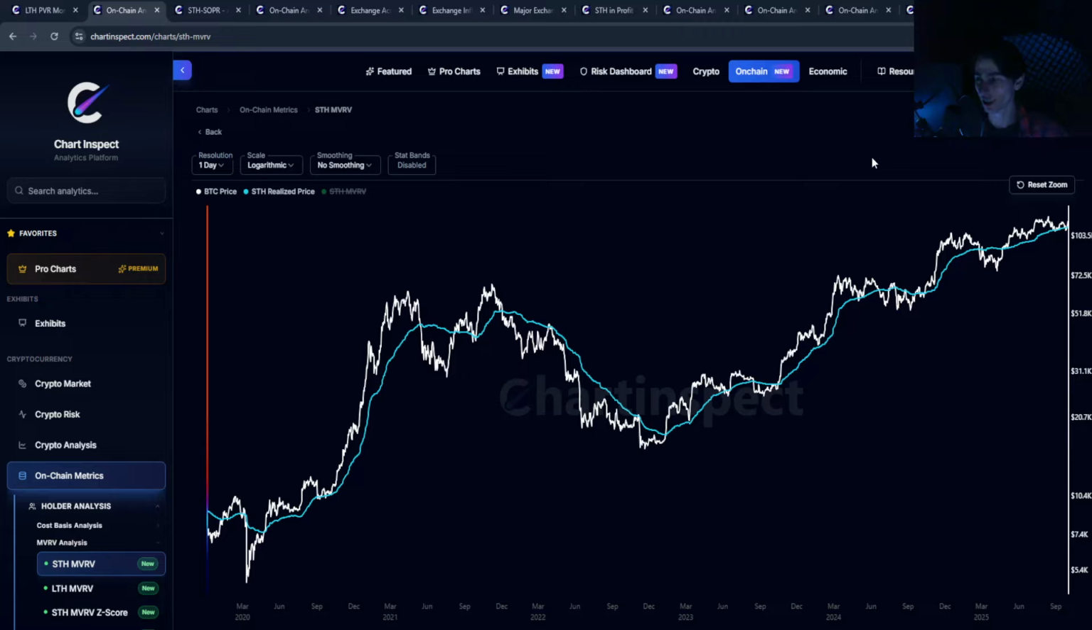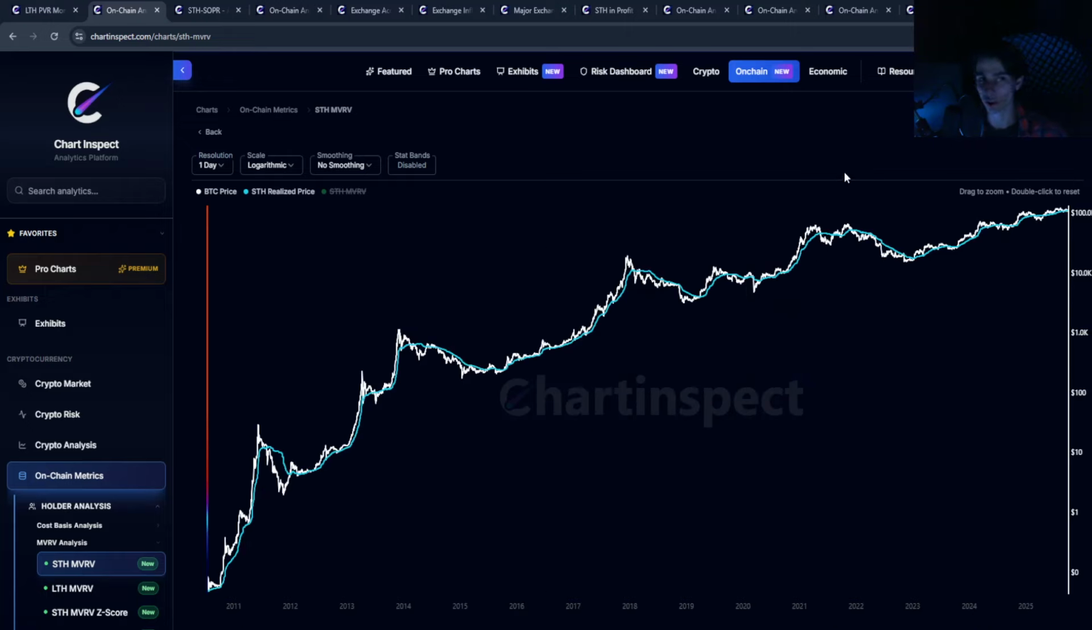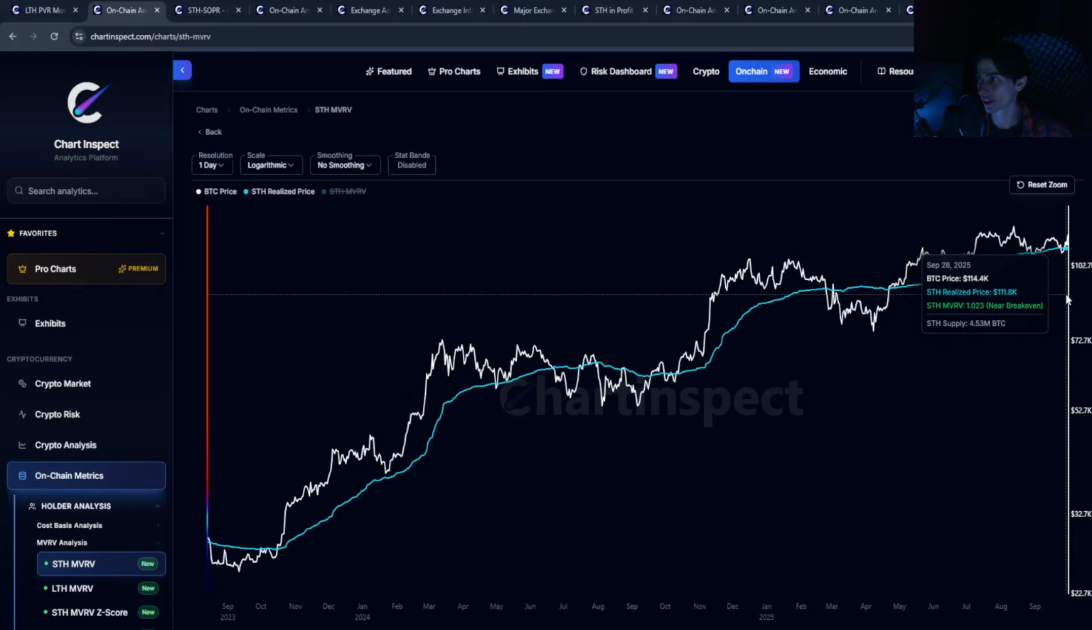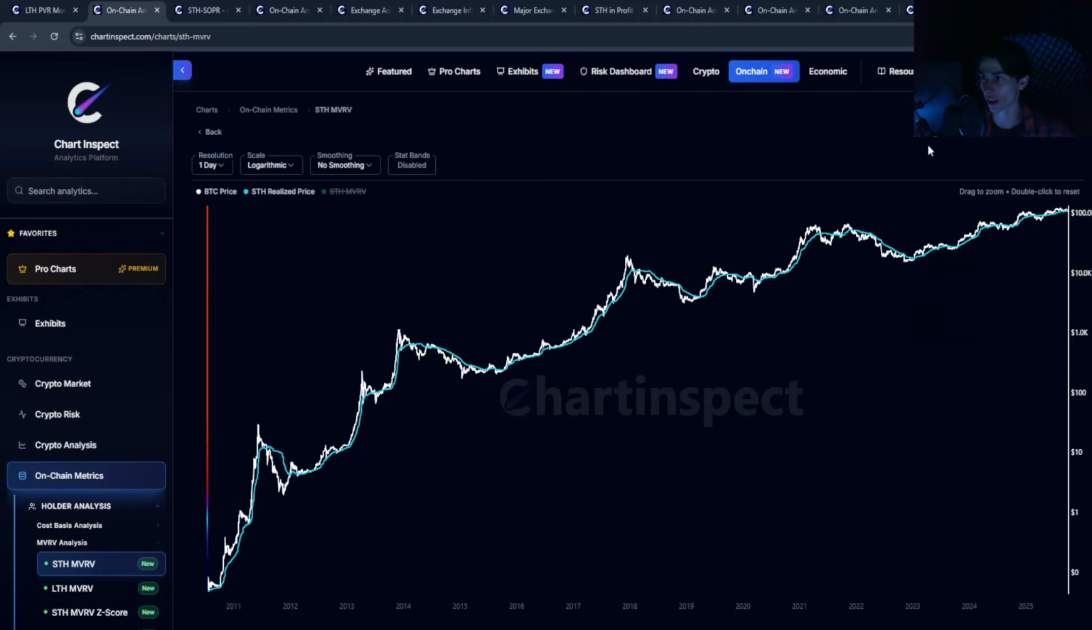Let's dive in. So first, let me establish what we're looking at right here. This is the short-term holder cost basis. It represents the average acquisition price for everyone who bought Bitcoin in the last 155 days. And right now we're sitting at around $112,000. So in every single Bitcoin bull market in history, this level has acted as a very important level. And I mean every single one.